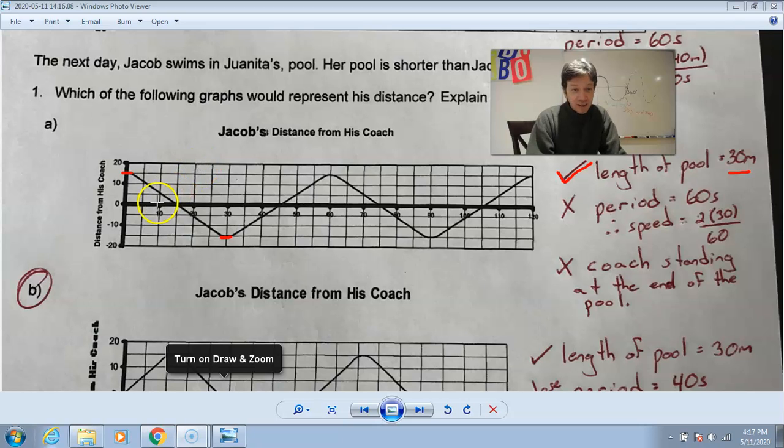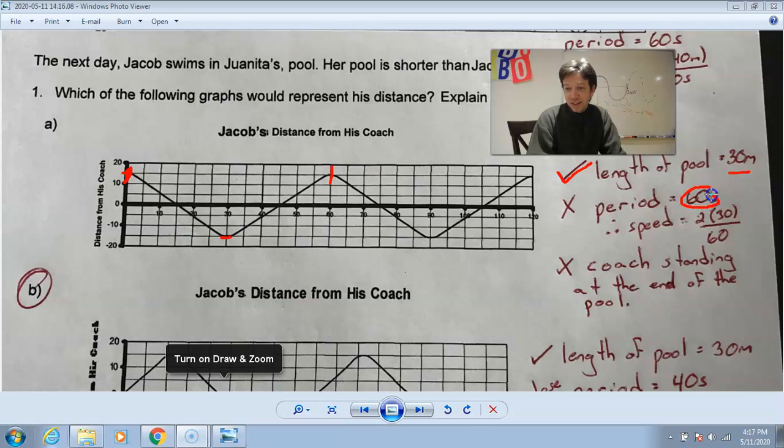But then it says, since it's shorter, let's look at the period. We're going from here all the way there and all the way back in 60 seconds. So the period is 60 seconds.